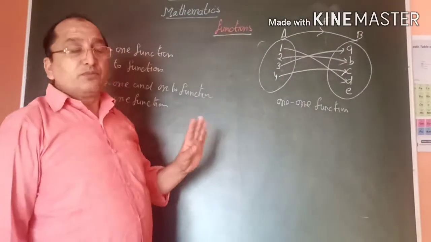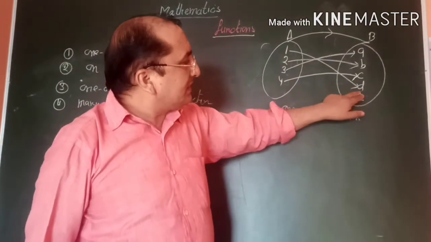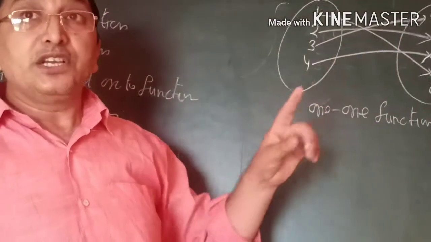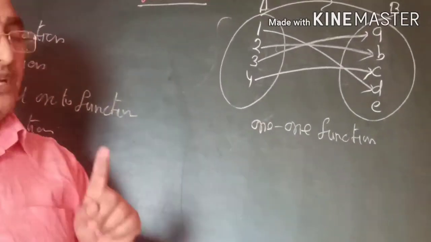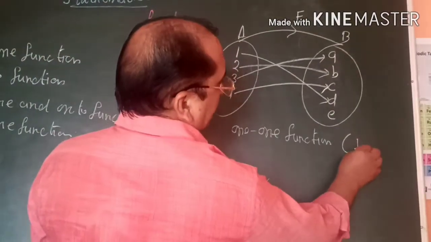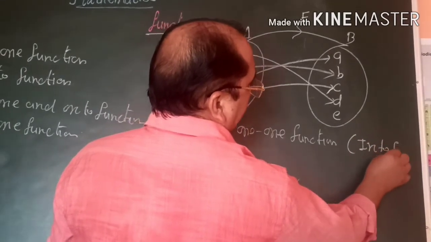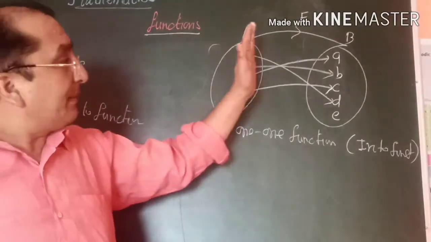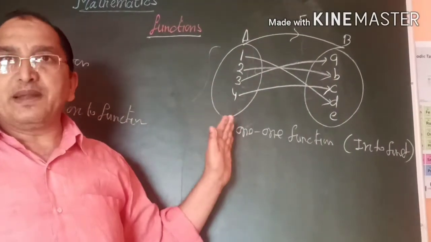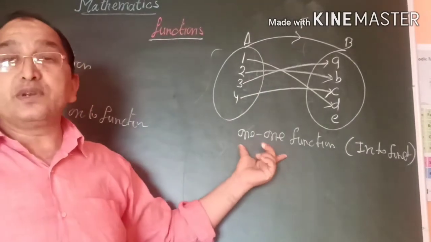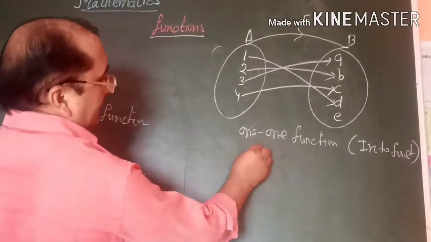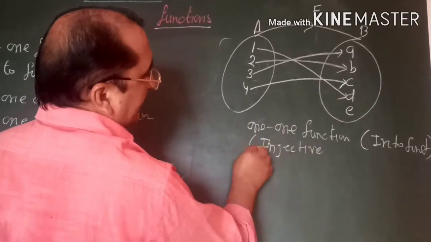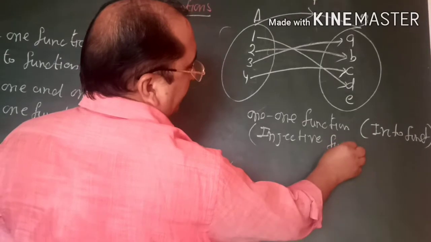But keep in mind one more thing. Suppose this A is here. A is not an image of any element of A, and this is known as an into function. Into function. And since one element has one image, this is known as an injective function. Injective function.